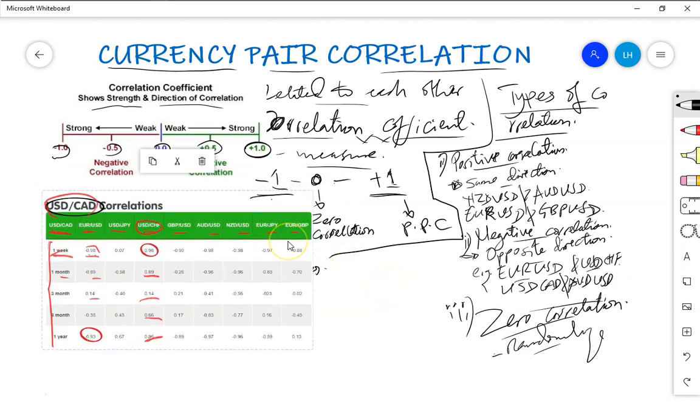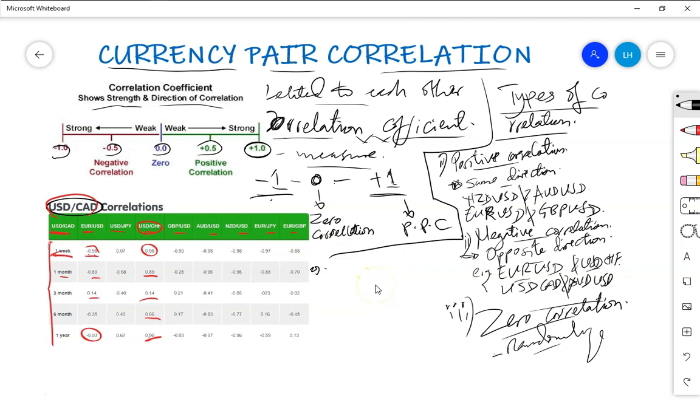You may incorporate in your trading positive and negative correlation, but zero correlation has no significance in trading. So now let us see how you are going to use currency correlation in your analysis.